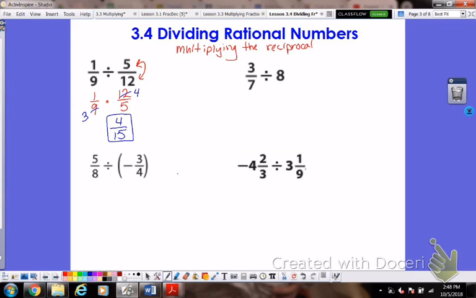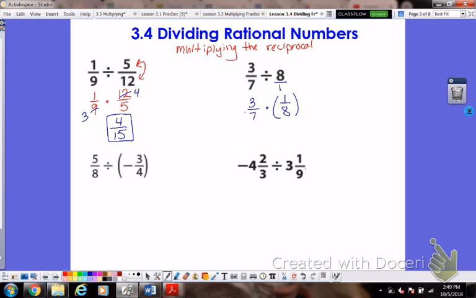3/7 divided by 8. In order to think about the reciprocal, we need to think about our whole number as a fraction. So 8 we'll rewrite as 8/1. So we're going to keep 3/7, change to multiplication, and then multiply by the reciprocal, which is 1/8. You didn't need parentheses there. I'm actually not sure why I wrote them.